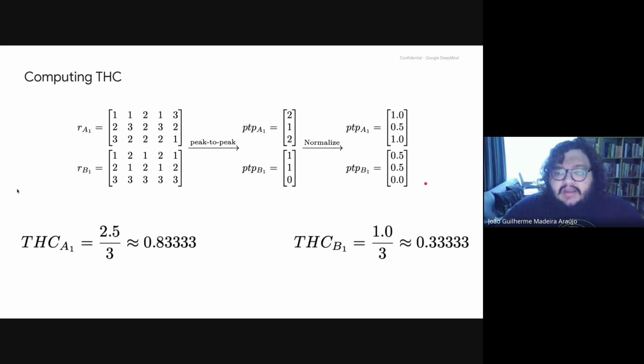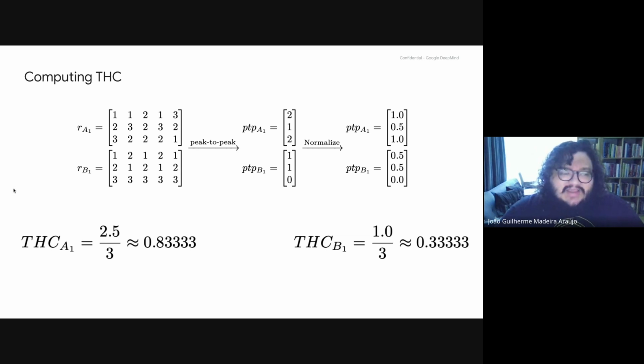And then we normalize. By that we mean we divide by the maximum variability possible, which is the number of hyperparameters minus 1. So in this case, what's the maximum variability? It's 2, because you can go from first place to third place. So we divide by 2, we get 1.0, 0.5, 1.0. And then from the second case here, the peak to peak is 2 minus 1, 1. 2 minus 1, 1, and 3 minus 3, 0. So this guy here was completely consistent. So its peak to peak is just 0. And even when you normalize, it's still just 0.